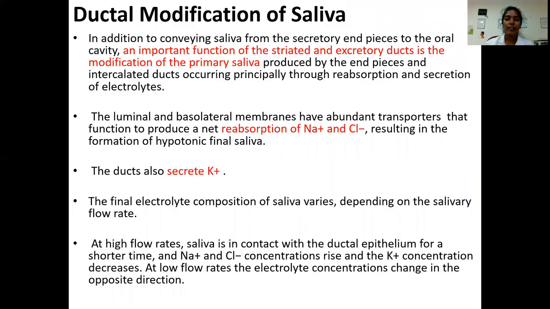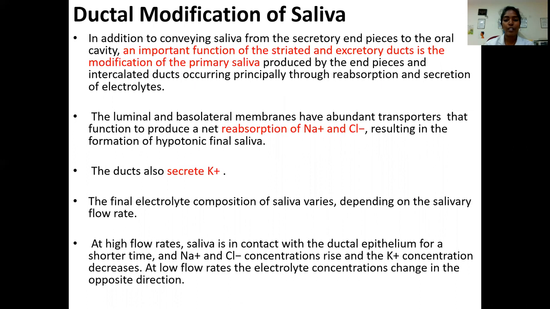Duct modification of saliva. In addition to conveying saliva from the secretory endpiece to the oral cavity, an important function of the striated and excretory ducts is the modification of the primary saliva produced by the endpiece and intercalated duct, occurring principally through the reabsorption and secretion of electrolytes. The luminal and basolateral membranes have abundant transporters that function to produce a net reabsorption of sodium and calcium, resulting in the formation of hypotonic final saliva. The ducts also secrete potassium.